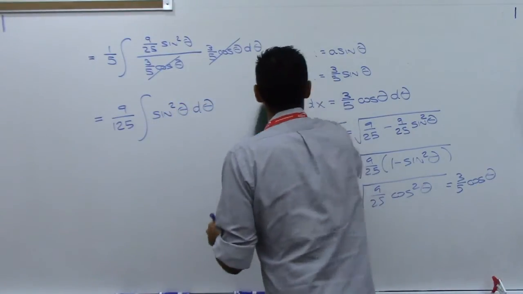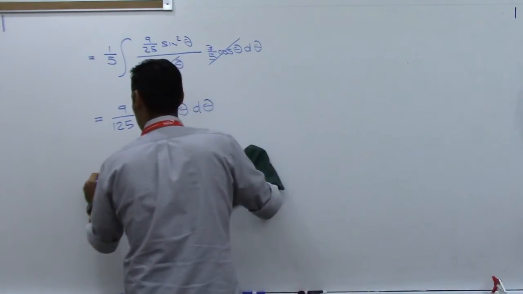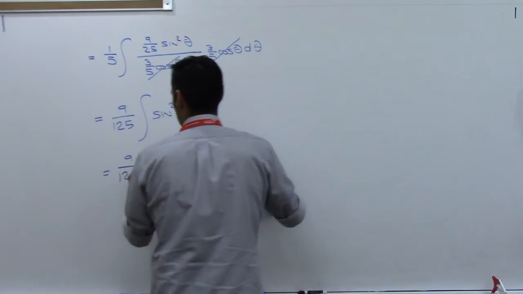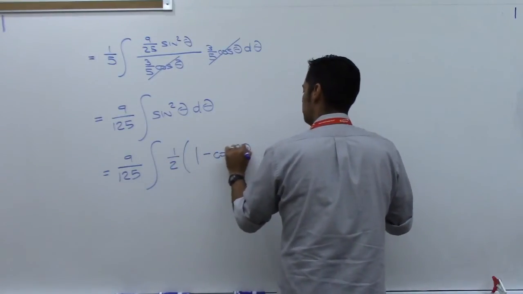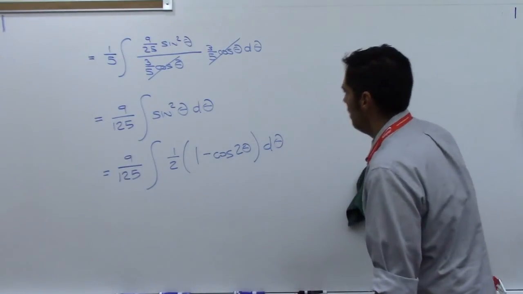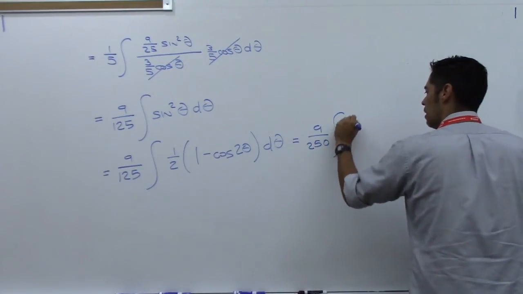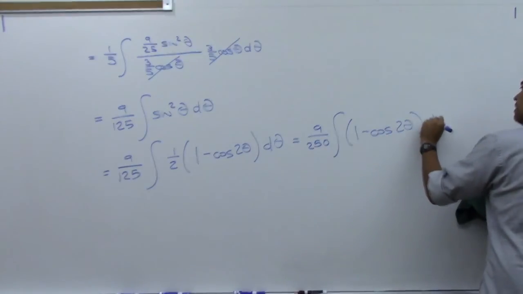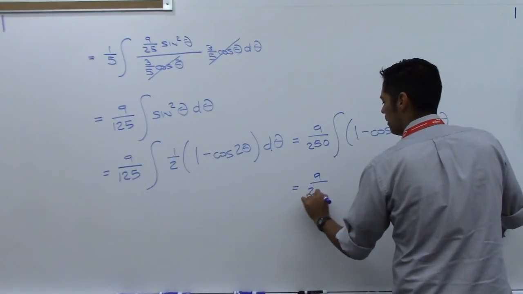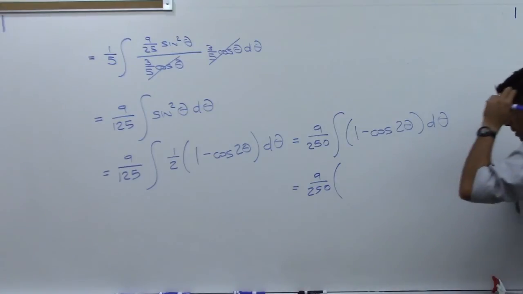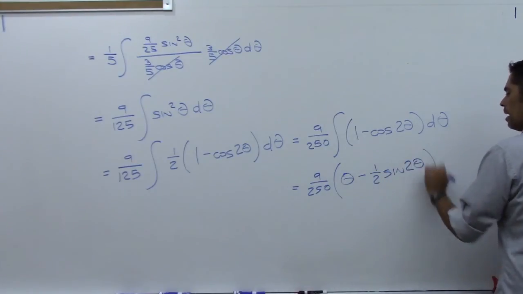And I get to use that half angle identity at this point to rewrite the sine squared theta. It's called the half angle identity. Don't let anyone tell you anything else. 1/2, 1 minus cosine 2 theta, d theta. And then pull the 1/2 out, so 9 over 250 integral of 1 minus cosine 2 theta, d theta. And then let's integrate term by term. So we'll get 9 over 250, and then antiderivative of 1 with respect to theta is theta, and then minus 1/2 sine 2 theta, and then plus our constant of integration.